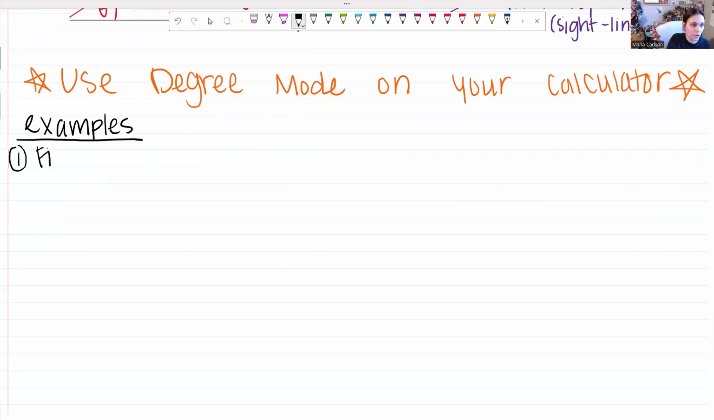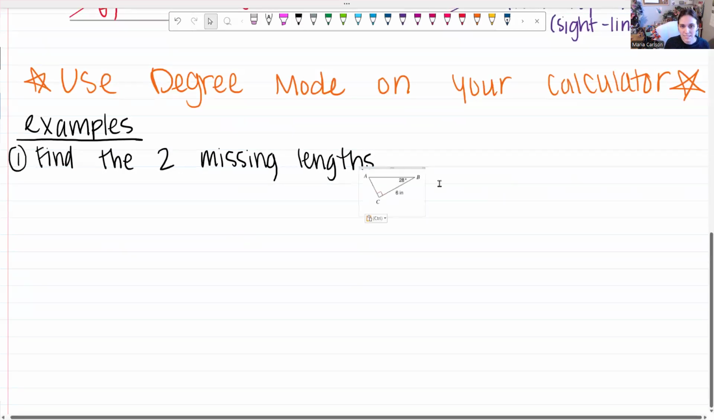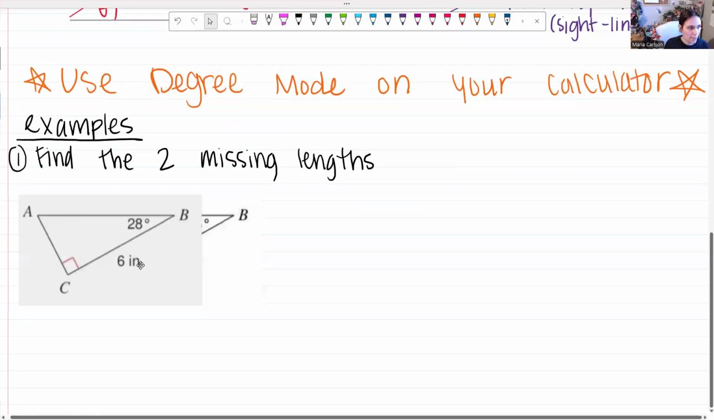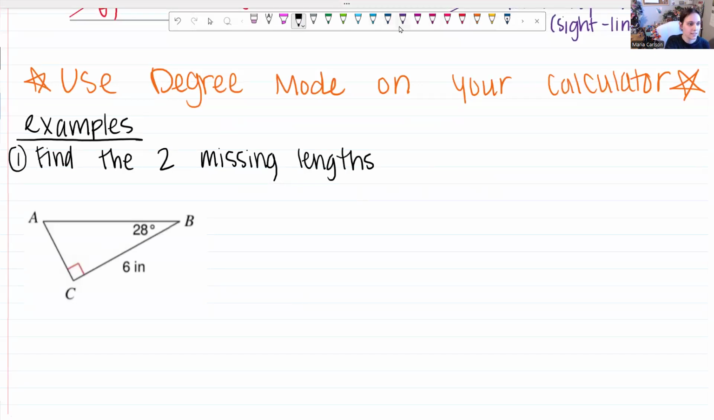Example 1, we are going to find the two missing side lengths. And this one does have an image. If you cannot print it out, no worries. Just draw a quick picture of it. It is a right triangle ABC with right angle C. And we know angle B is 28 degrees, and this side CB is 6. So the angle measure that I really know here is this angle B, this acute angle.